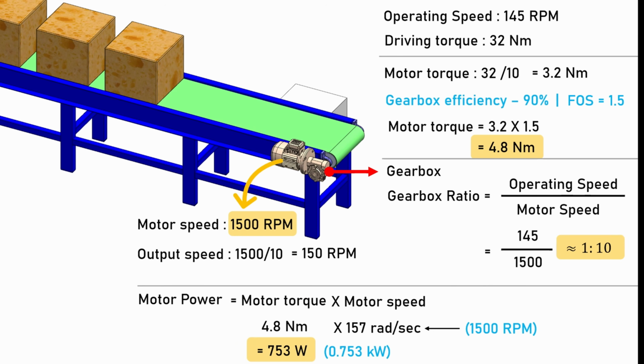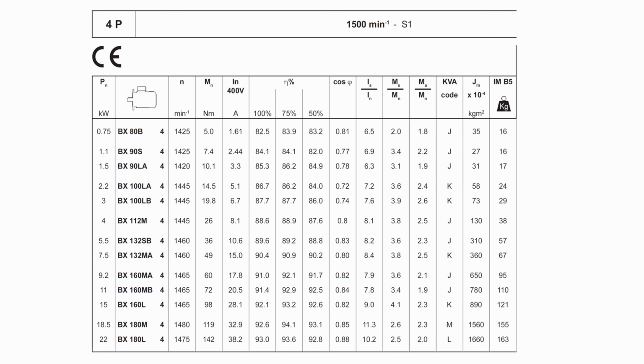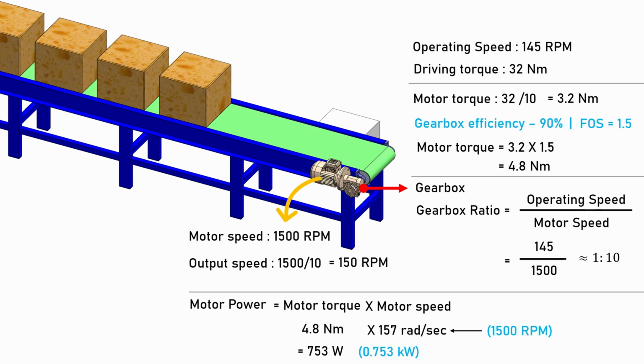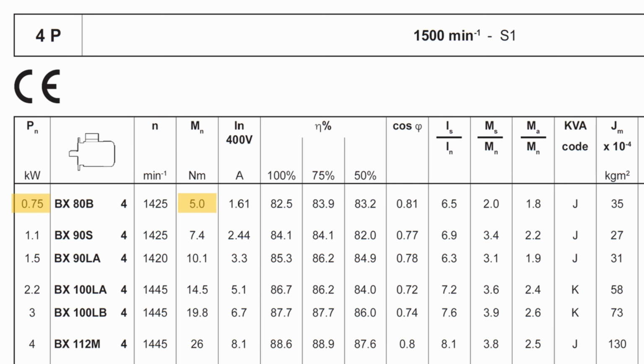So now we can select the motor from the manufacturer catalog. For example, here we can select a 0.75 kilowatt motor. Its rated torque is 5 Newton meter, whereas our required motor torque is around 4.8 Newton meter. And its operating speed is around 1425 RPM, which is also acceptable. If required, we can fine-tune the speed using a VFD.